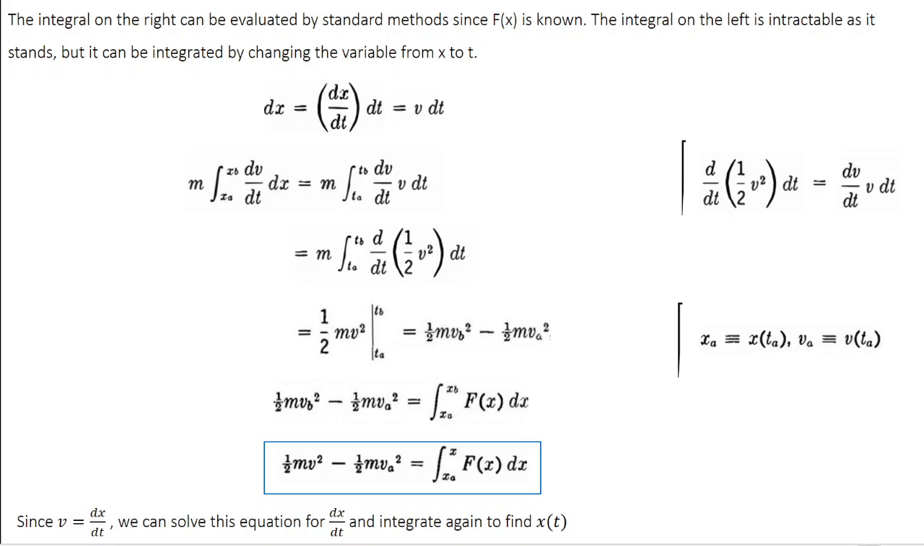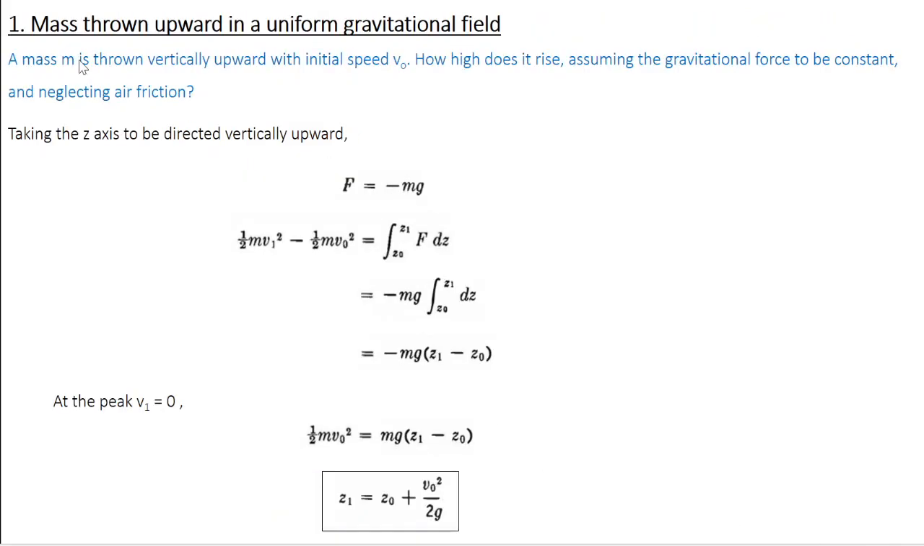Let's do a couple of examples so that this procedure becomes more familiar to you. First, let's take a simple case of a mass thrown upward in a uniform gravitational field. So you have a mass m thrown vertically upward with initial velocity v0. You are asked to find out what is the maximum height, assuming the gravitational force to be constant and neglecting the air friction. So we know that the gravitational force is a function of height. So we can neglect that to make our analysis simpler. Also, the air friction is neglected.